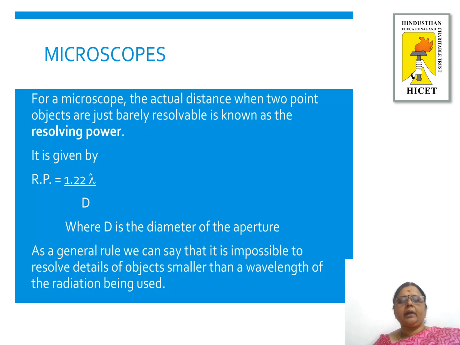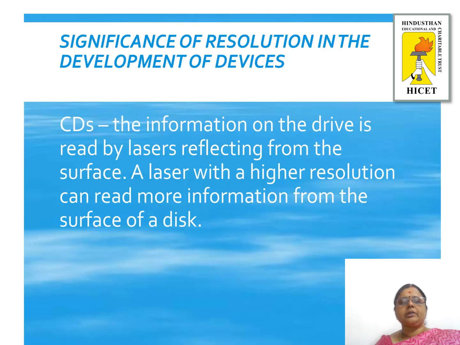Let us see about microscopes. For a microscope, the actual distance when two point objects are just barely resolvable is known as resolving power. It is given by Rp equal to 1.22 times lambda divided by d, where d is the diameter of the aperture. As a general rule, we can say that it is impossible to resolve details of objects smaller than a wavelength of the radiation being used.